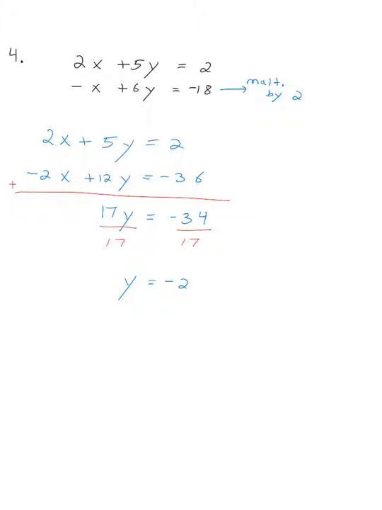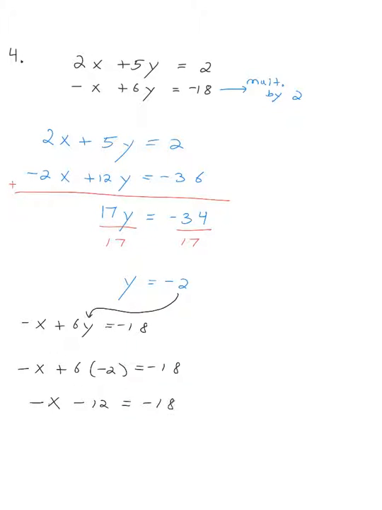The only thing that we don't know is the corresponding x value. But we can take any equation that has both an x and a y, plug in negative 2 for y, and solve for x. So I'm going to go back to the equation negative x plus 6y is equal to negative 18. I'm going to take this value and put it in place of y, and then come over here and solve for x. Negative x plus 6 times negative 2 is equal to negative 18. Or negative x minus 12 is equal to negative 18.